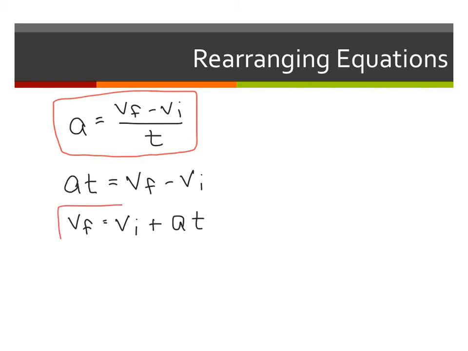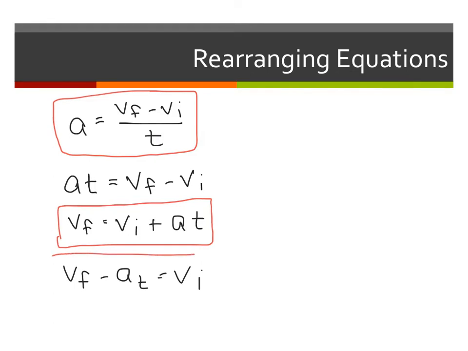So this is another equation. If we were to solve for final velocity, this is the equation that we would use. And finally, if I wanted to solve now for the initial velocity, v final minus acceleration times time equals v initial. So this is another equation that we can use.